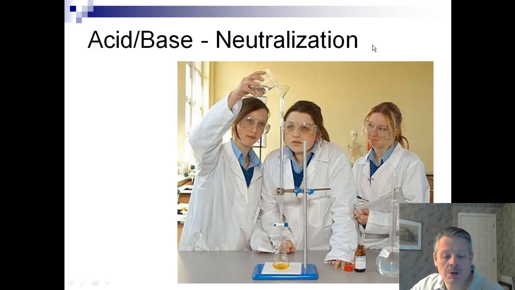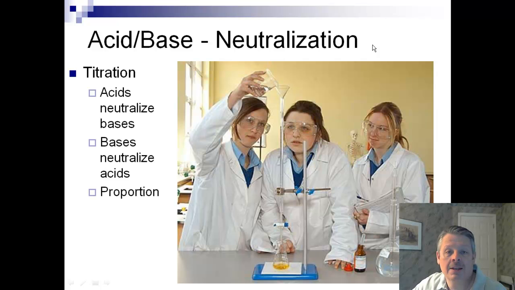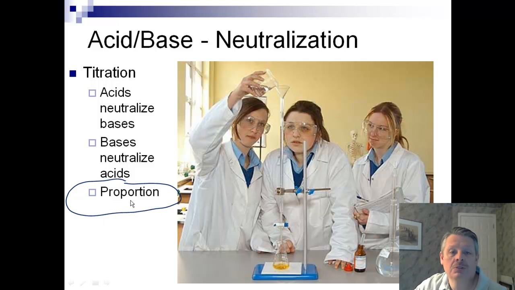All right, we're going to do some neutralization with some titrations. You'll see that, again, in a lab we're going to do. An acid clearly will neutralize a base, and a base will neutralize an acid. However, they have to be in the right proportion to do that. And that's important. You can't just throw some acid in the base and say, oh, it's neutralized. Well, no, it's not. Did you add enough? Did you add too much?